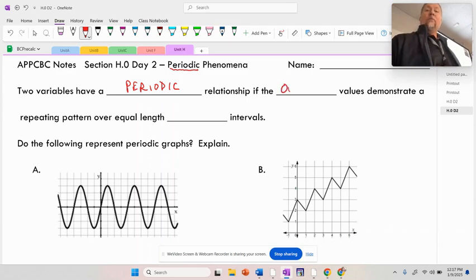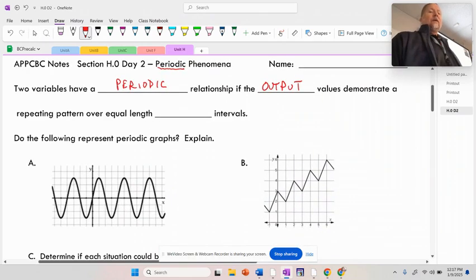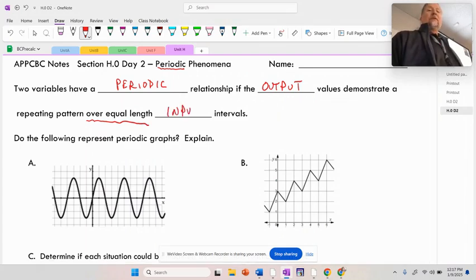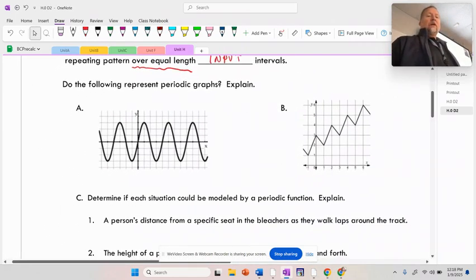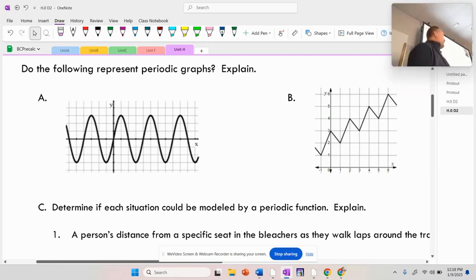If the output values demonstrate a repeating pattern over equal length input intervals. We've used that sentence quite a bit when we were trying to determine if something was exponential, linear, quadratic, logarithmic. I was trying to think of some other ones. So what do you think? Does the first one represent a periodic relationship? Yes or no? 3, 2, 1, go.